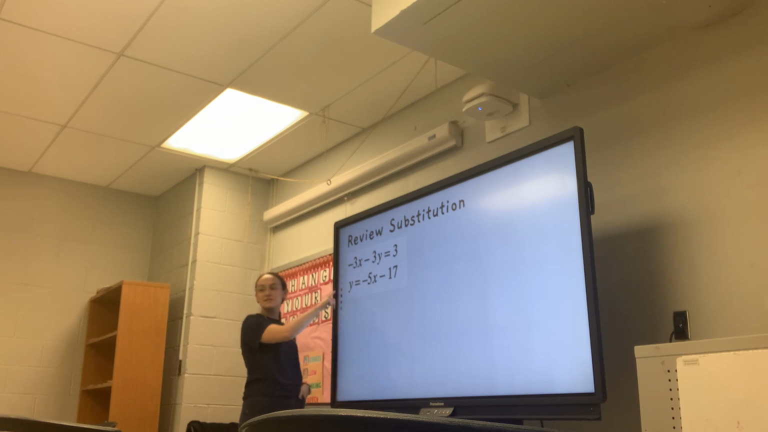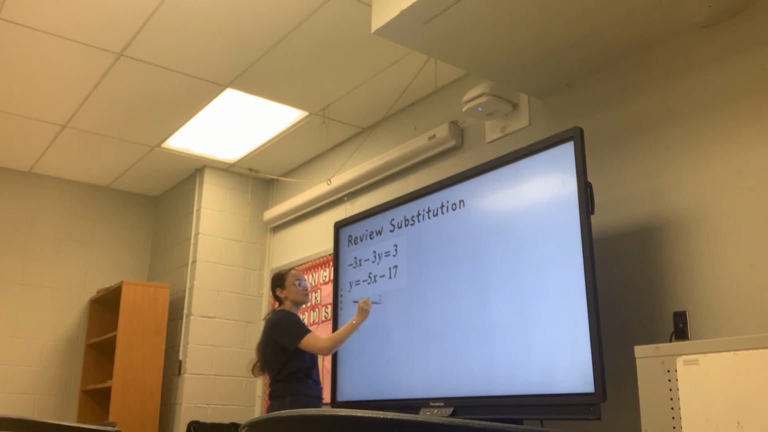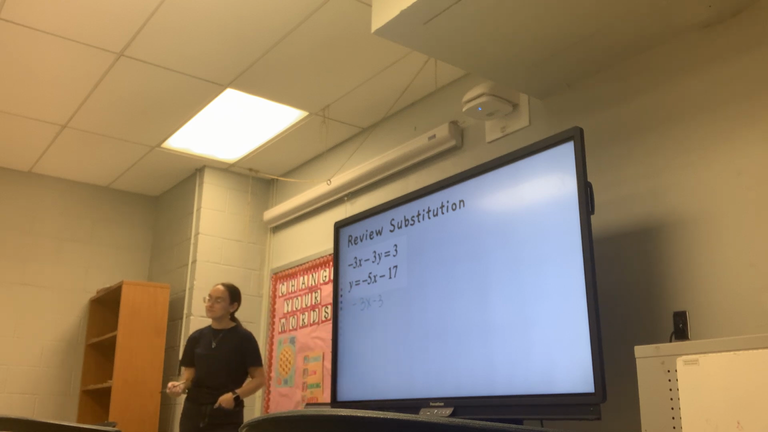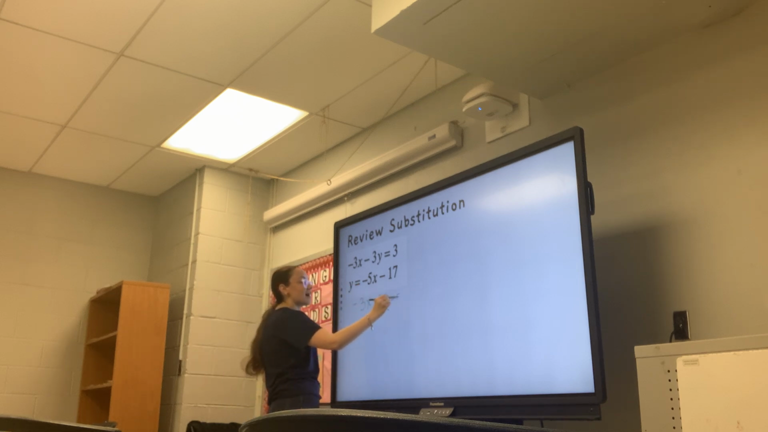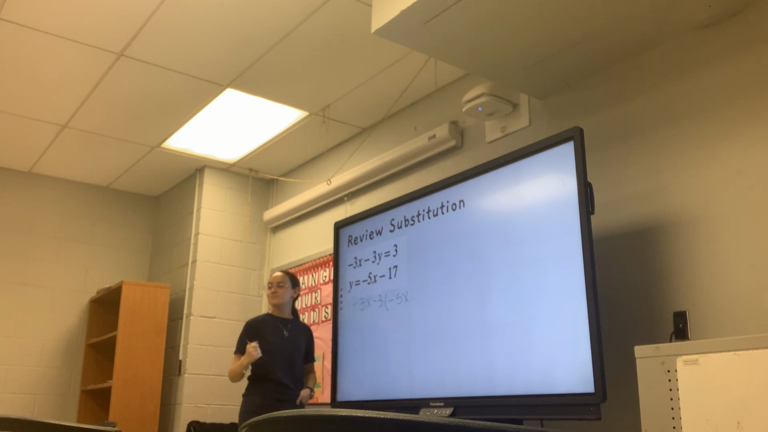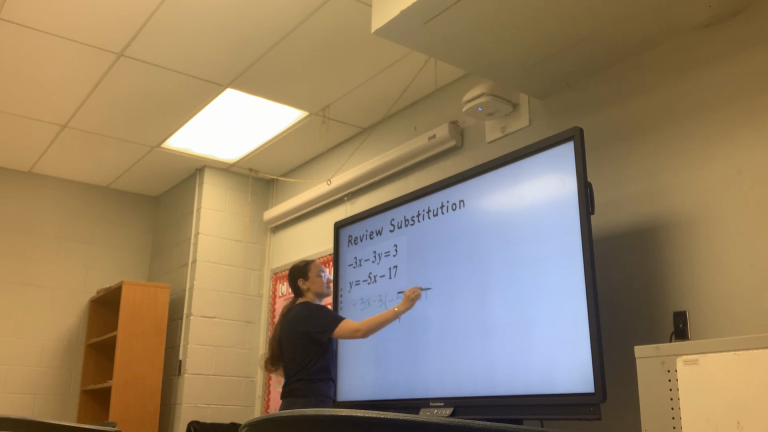We see how y is by itself. We're going to plug it in for y. So we're going to rewrite. There's no y here, -3x. What am I plugging in for y? What's right next to y? -5x. What else is in there? Minus 17. And then bring down the 3.